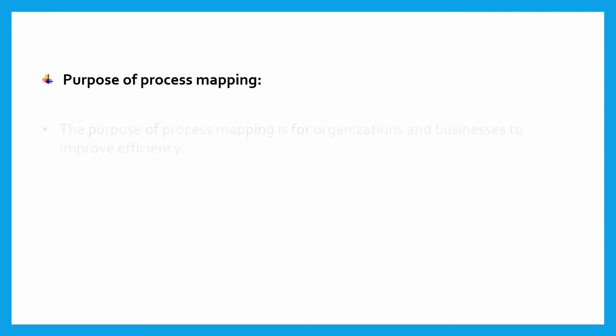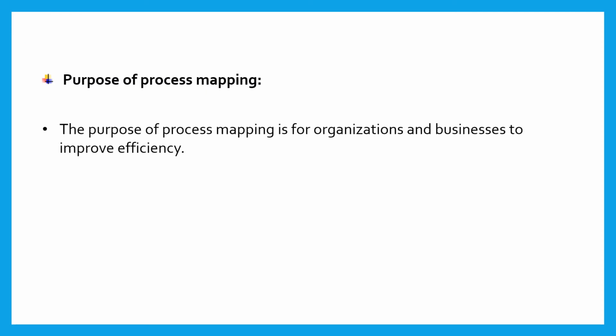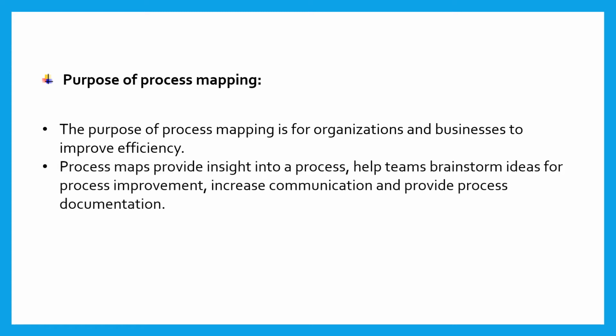Purpose of process mapping. The purpose of process mapping is for organizations and businesses to improve efficiency. Process maps provide insight into a process, help teams brainstorm ideas for process improvement, increase communication and provide process documentation. Process mapping will identify bottlenecks, repetition, and delays. They help to define process boundaries, process ownership, process responsibility, and effectiveness measures or process metrics.